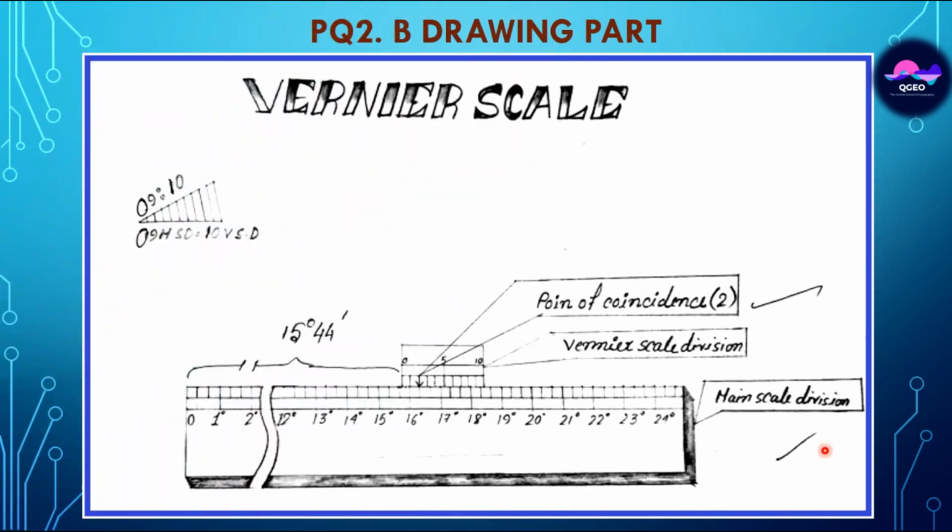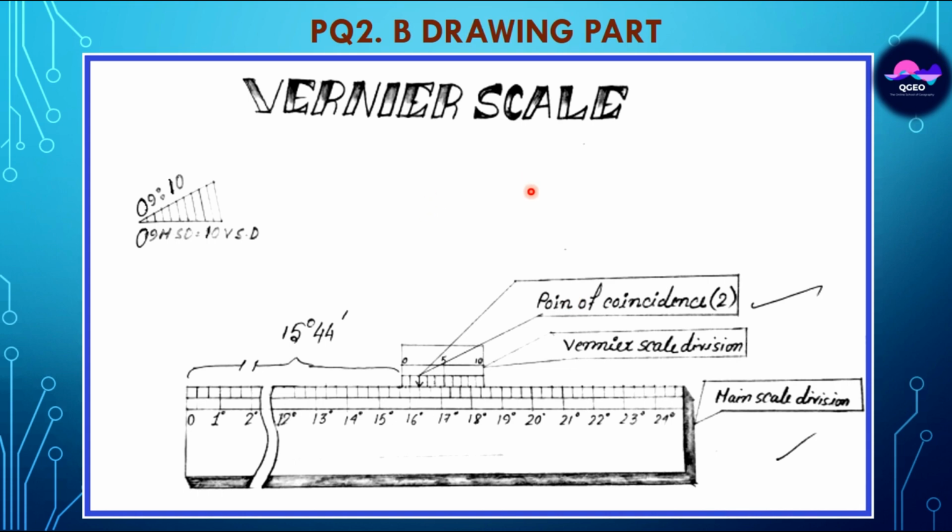Now, in the same way, we can draw the degree vernier scale. 0, 1, 2, here 12, 13, 14, in this way here 15. 15 degree, the smallest main scale division is 1 degree divided by 3, that is 20 minute: 20, 40, 60. In this way, you can draw the vernier scale.